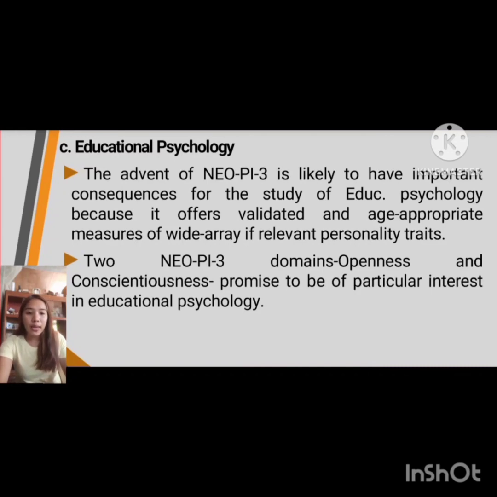So in NEO-PI, there are two domains, openness and conscientiousness, that promise to be of particular interest in educational psychology. Openness is modestly related to measures of intelligence, and somewhat more strongly related to divergent thinking. Divergent thinking is the ability generally thought to contribute to creativity. For example, open students are likely to avail themselves of or profit from education, and openness itself can be increased by education, as the concept of liberal education has traditionally assumed.